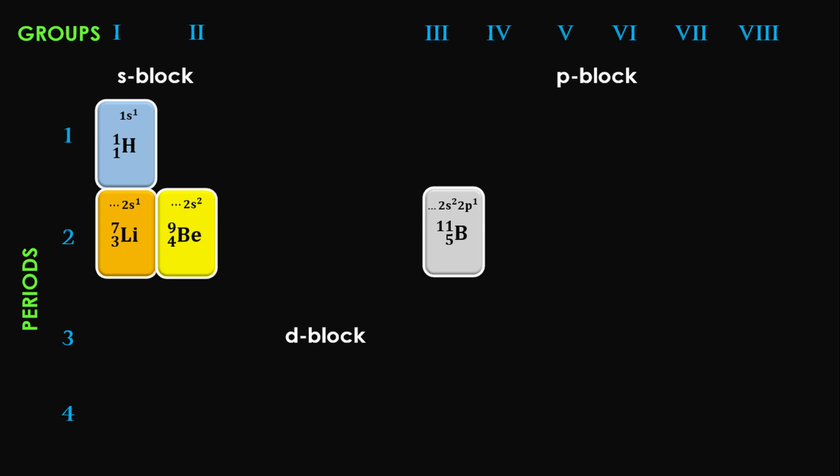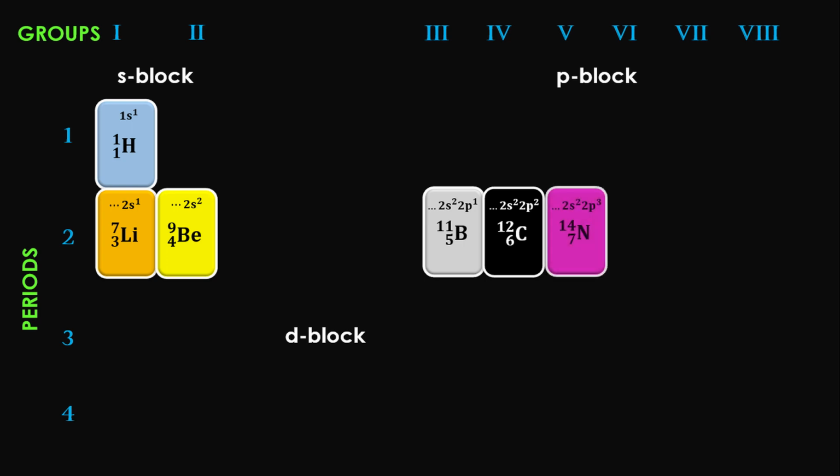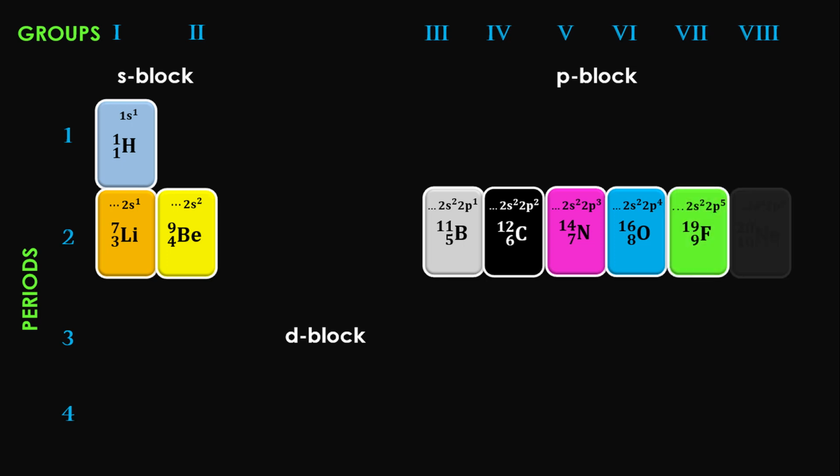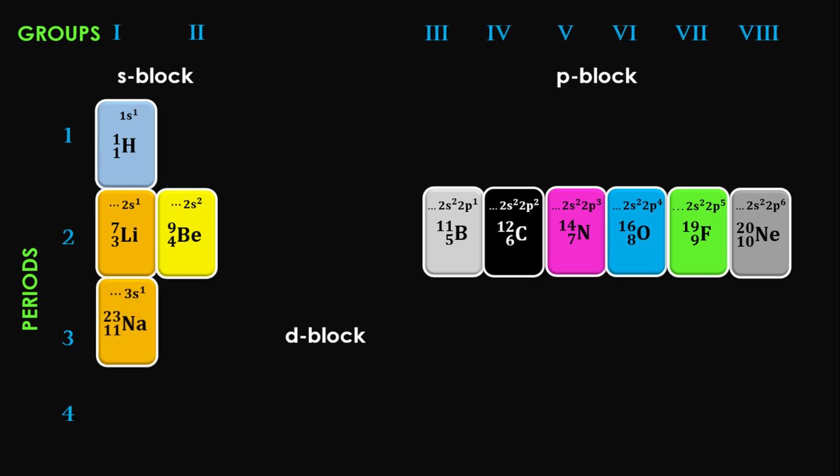Carbon with an electronic configuration 1s2, 2s2, 2p2 is a p-block element located in group 2 and period 4. This trend continues for other p-block elements from nitrogen in group 5 to neon in group 8. Sodium, whose valence electron is found in the 3s orbital, is an s-block element located in group 1 and period 3. While magnesium is a period 3 and s-block element located in group 2 because its 2 valence electrons are found in the 3s orbital.